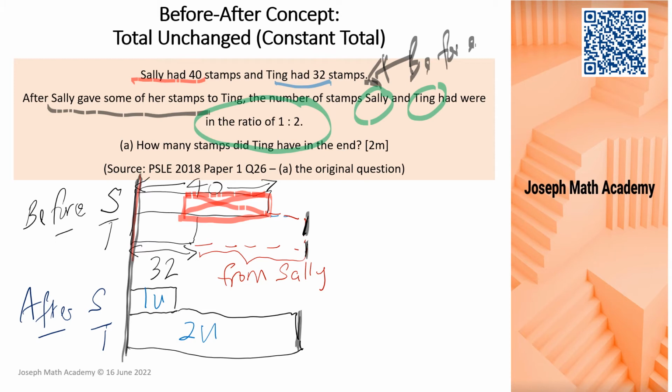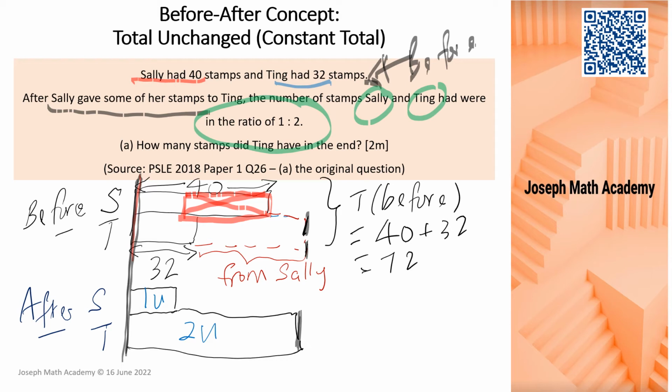We have already discussed in my earlier slides that when we have internal transfer, in this case Sally transferred some stamps to Ting, there is something that is unchanged. The thing that is unchanged in this case is the total. The total is constant. So let's get the two totals first. What is the total before? Total before will be Sally's plus Ting's. That will be 72. So 72 stamps in total before.